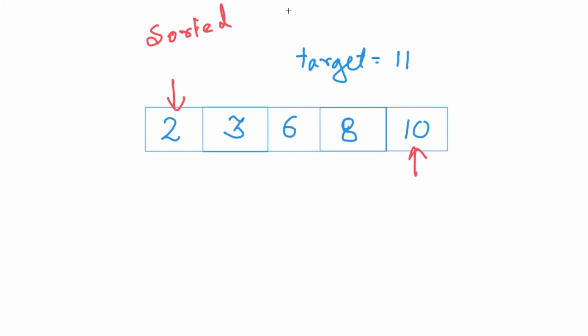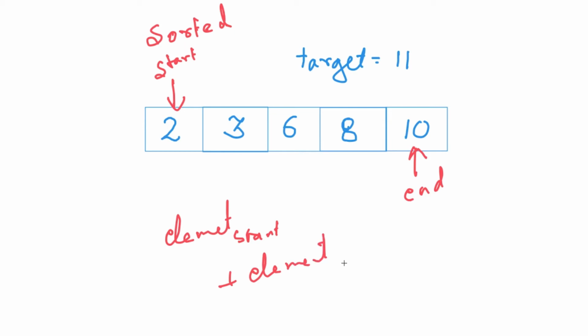So first, you check the element at the two pointers. Let me call them start and end. So check if the element at start plus the element at end is equal to the target, which is 11. So here 2 plus 10, which is 12, is not equal to 11, right? So the given sum is greater than the target value, okay?